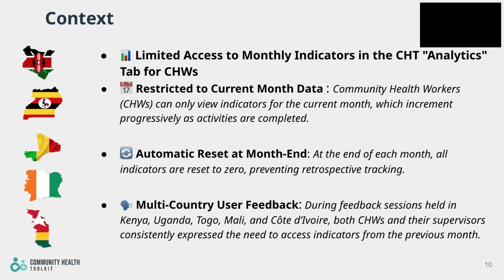And as you know, currently in the CHT and the analysis tab, the CHW can have access to the indicators for the current month. At the end of each month, all of the indicators are reset to 0, preventing retrospective tracking. So it's becoming a big challenge for the CHW and also the supervisor to have access to the indicators and to continue to proactively monitor the CHW during the monthly activities.